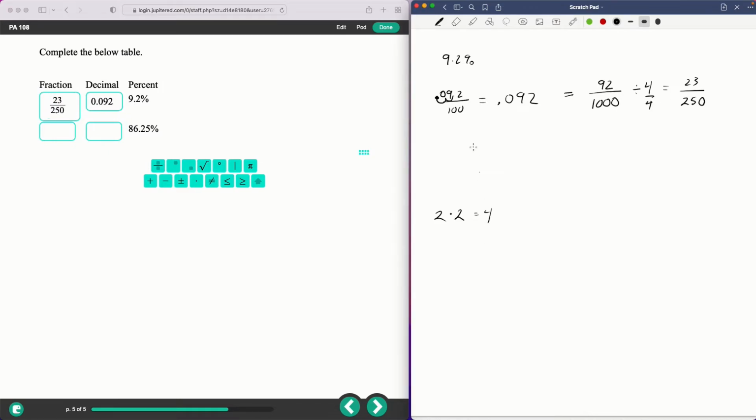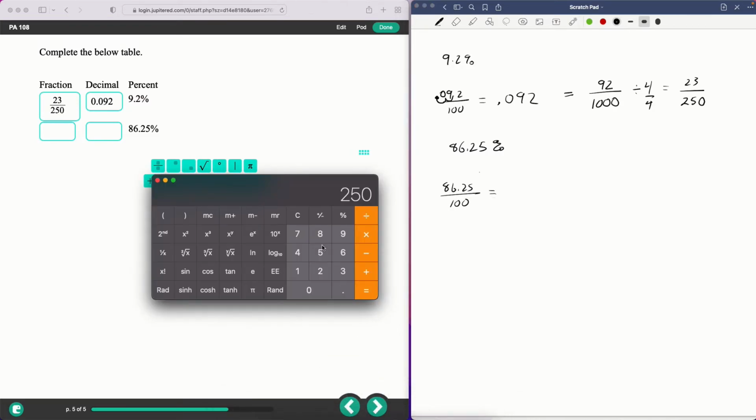All right, so now we're going to do this one. We have 86.25%. We put 86.25 over 100 and divide. 86.25 divided by 100 equals 0.8625. You see the pattern? Good. All right. Now we count the number of spaces. 1, 2, 3, 4. 1, 2, 3, 4.